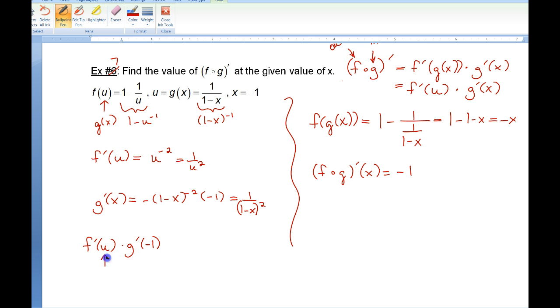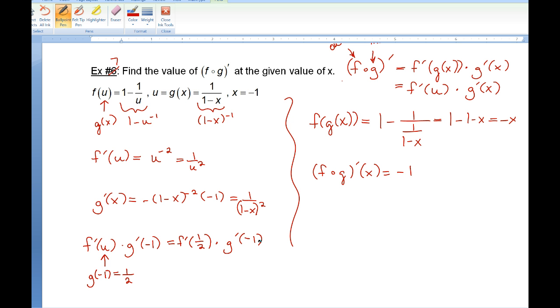And u, since u is g of x, what's g of negative 1? Not everybody. 1/2, okay. u is defined as g of x. It's not easy. It is a bit complicated because we're saying u is a function of g of x. So we're saying f prime of g of negative 1, so it's f prime of 1/2 times g prime of negative 1.